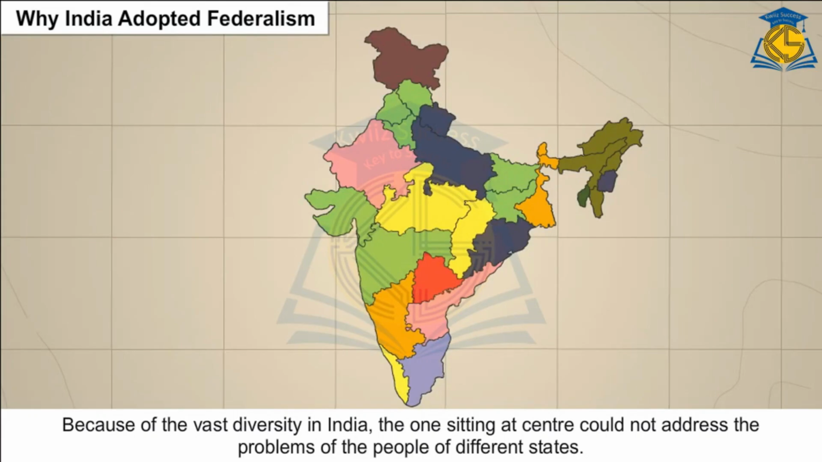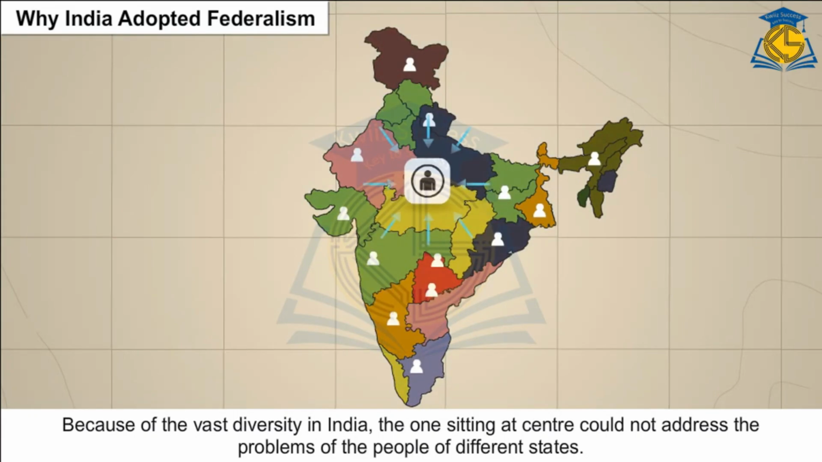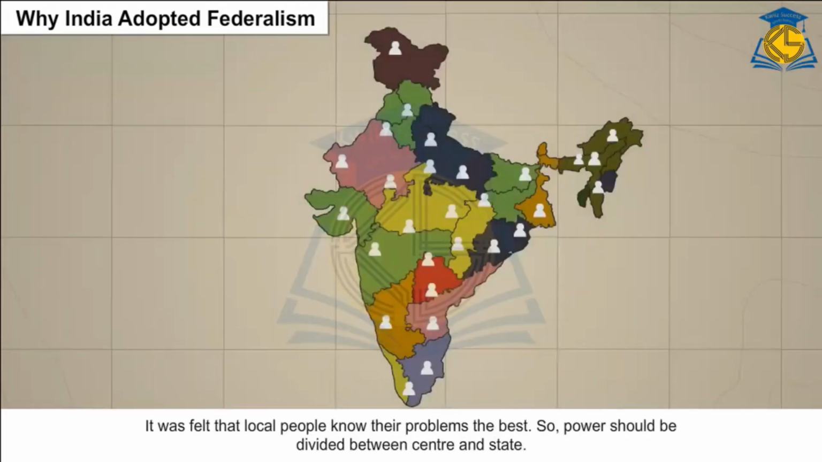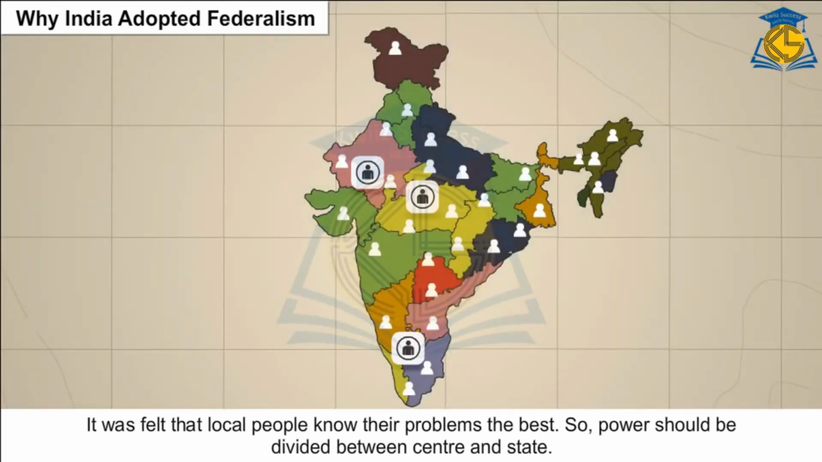Because of the vast diversity in India, the one sitting at centre could not address the problems of the people of different states. It was felt that local people know their problems the best. So, power should be divided between centre and state.